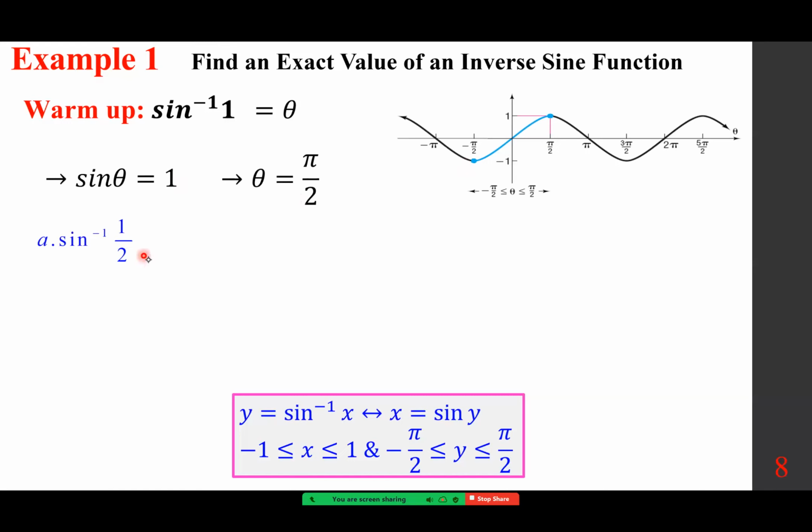What about sine inverse of 1/2? Again, we set it equal to something: alpha, beta, gamma, theta. By definition of an inverse function, sine of theta equals 1/2. And between negative pi over 2 and pi over 2, there is only one answer. Theta is pi over 6, or 30 degrees.